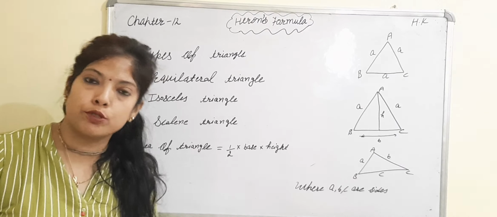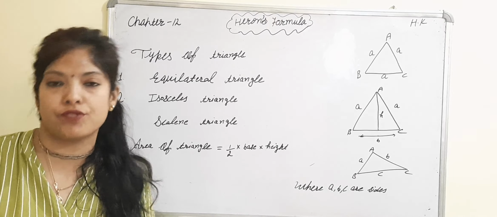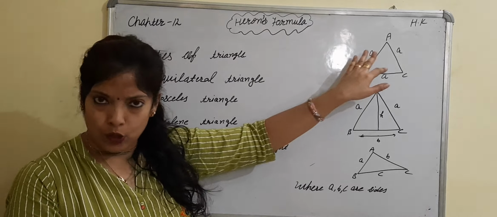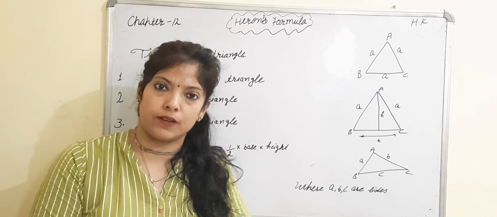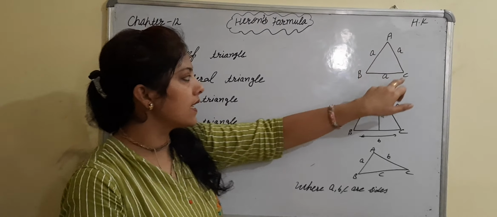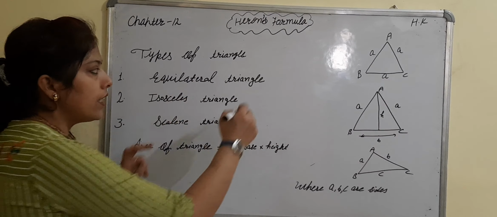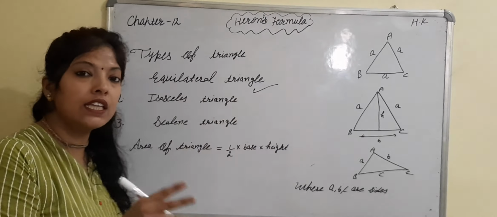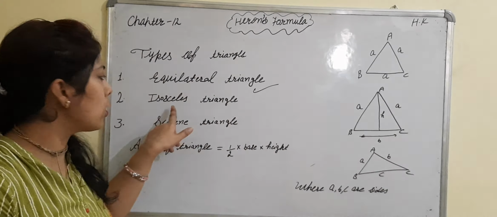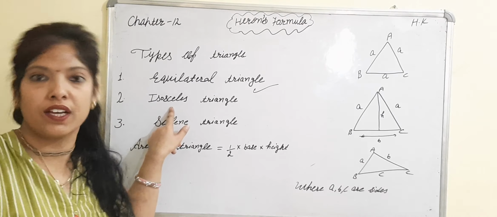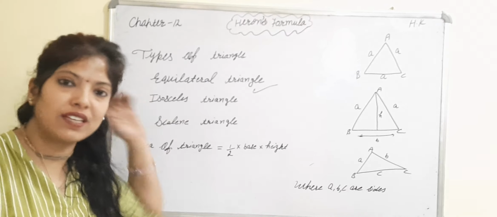There are three types of triangle according to the sides of the triangle. If all three sides are equal, this is called an equilateral triangle. If two sides are equal and one is different, then this is called an isosceles triangle.